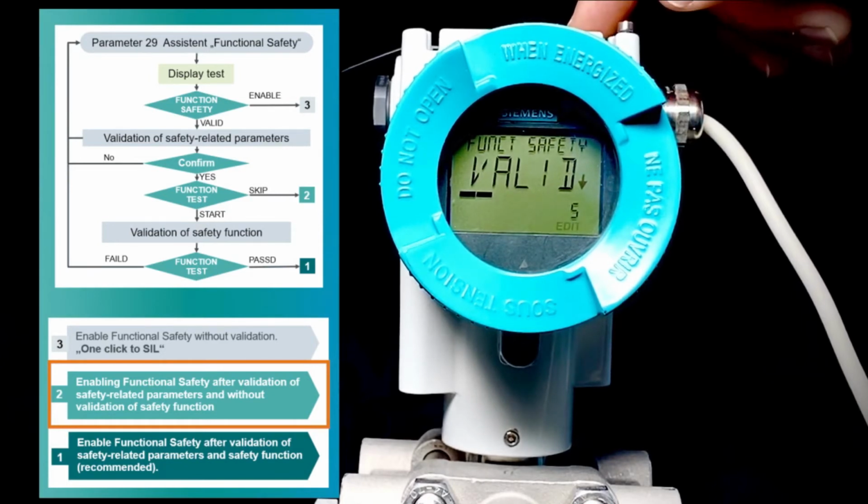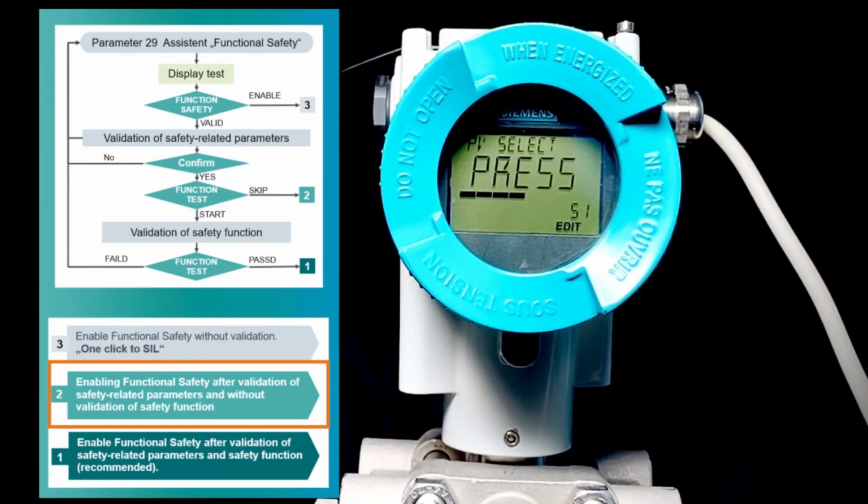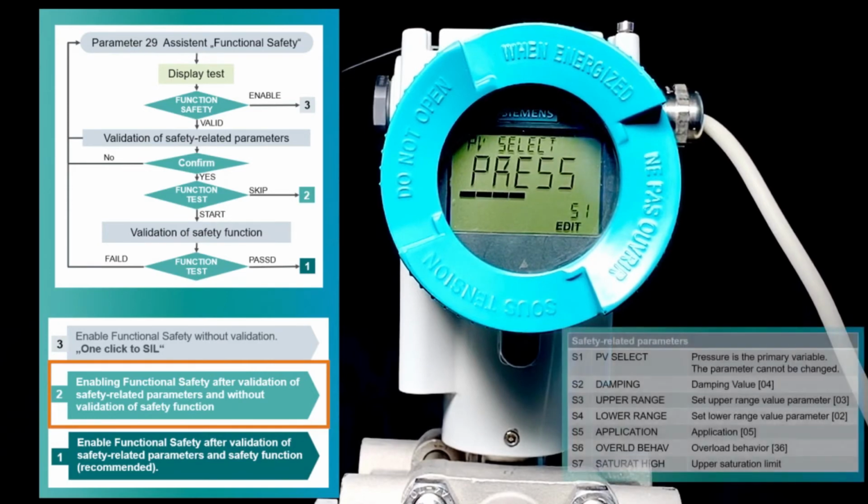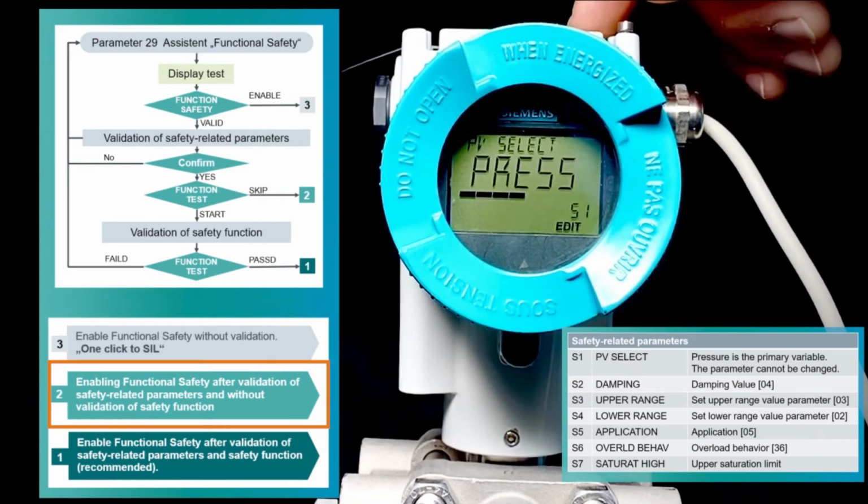We confirm Valid with the right arrow button. Now the safety-related parameters are displayed. If a parameter needs to be corrected, you can exit the wizard by pressing the left arrow button and correct the parameter. S1. Primary variable is pressure. By pressing the right arrow button, we switch to the next parameter.